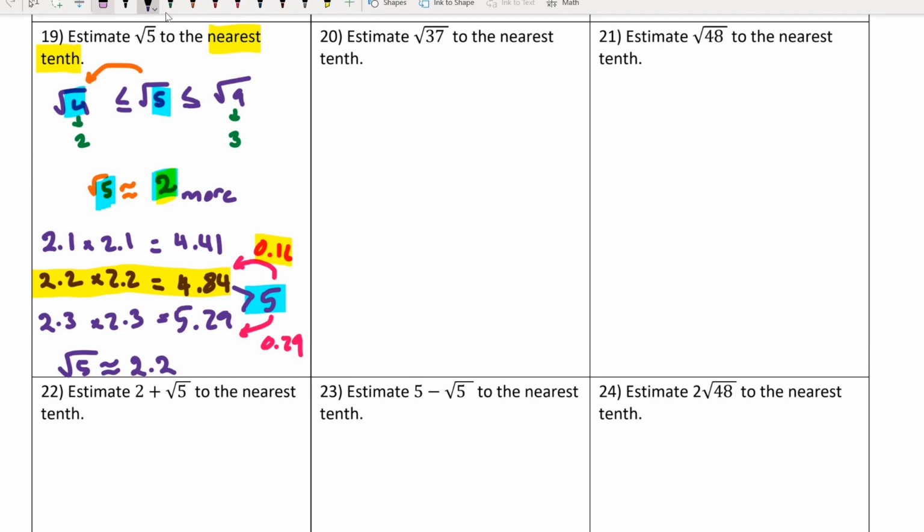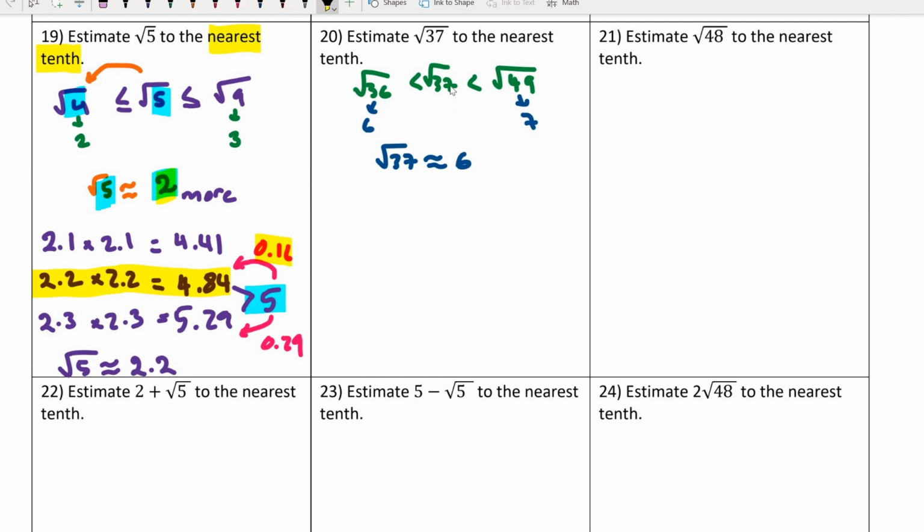Alright, number 20. Square root of 37 is in between two perfect square numbers, which are 36, which is 6 times 6, and 49, which is 7 times 7. Square root of 36 is 6, square root of 49 is 7. So square root of 37 is approximately around 6. My question for you is, is it 6 more or 6 less? Think for a second. Square root of 37 is approximately around 6. Is that 6 more or 6 less?